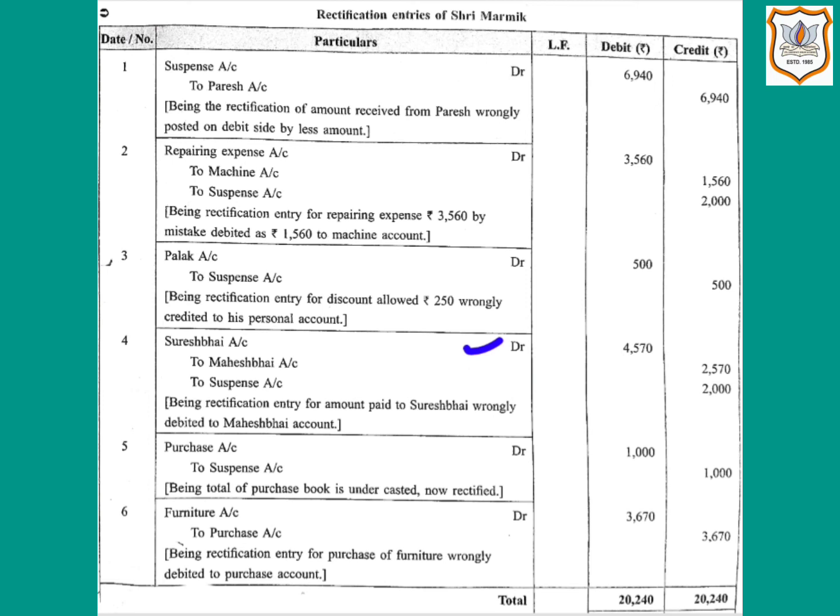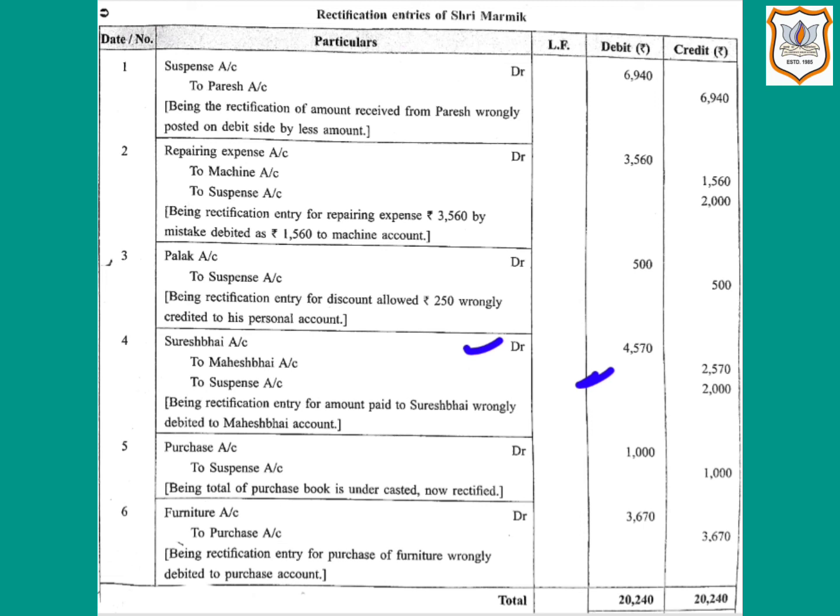But what is the wrong entry here? Here by mistake Mahesh Bhai's account is debited, and that too with a wrong amount, that is 2,570. So this is the mistake. So this needs to be reversed. So here as per the principle, undo what is wrong, Mahesh Bhai's account will be credited by rupees 2,570. Now again there is a difference which will appear on the credit side, of rupees 2,000. 4,570 minus 2,570 comes to 2,000.